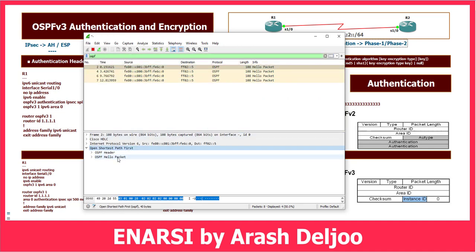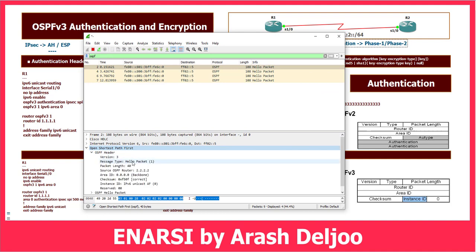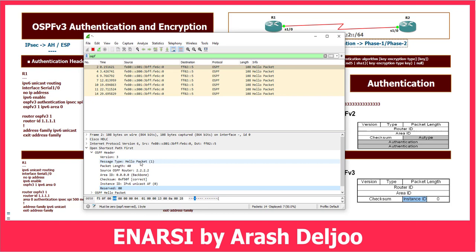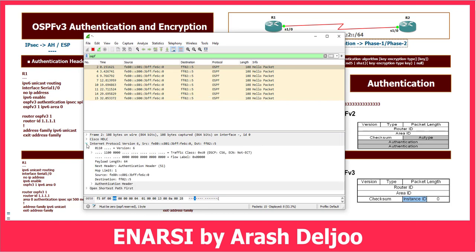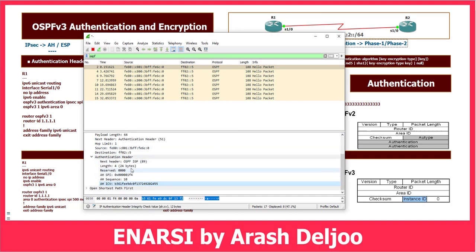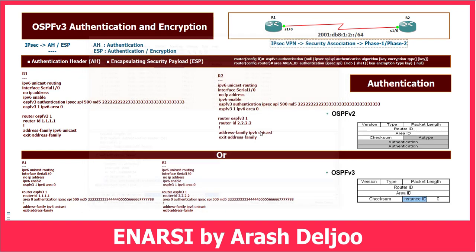Here in the Open Shortest Path First OSPF header, we have these fields: version, message type, packet length, source router ID, area ID, checksum, and then instance ID and reserved. That's it. We don't have any option for, for example, authentication. But in the IPv6 header, you can see that we have the AH header, or authentication header. And here we have the information related to the hash. Because of that, now we can easily use this method.